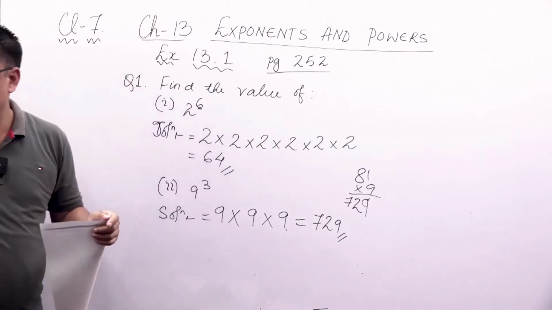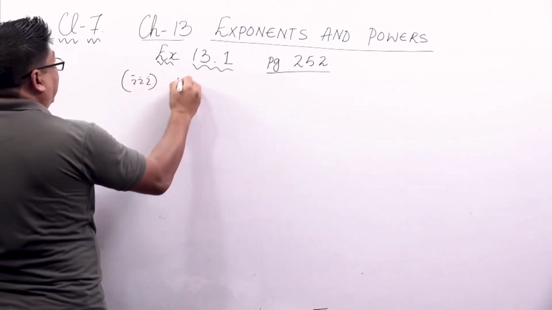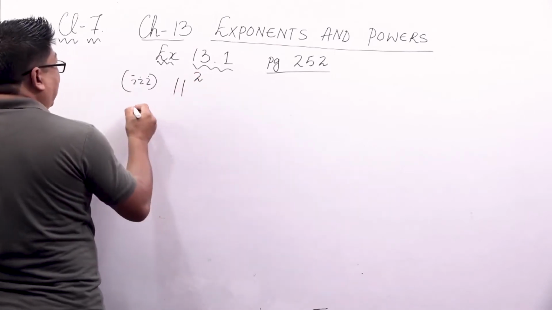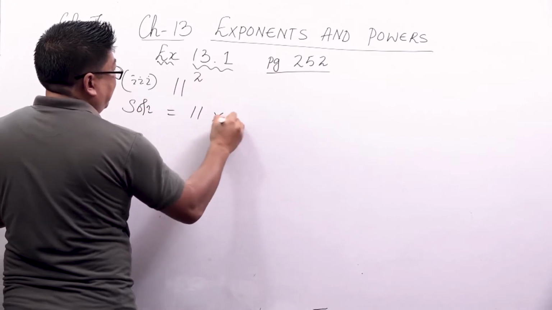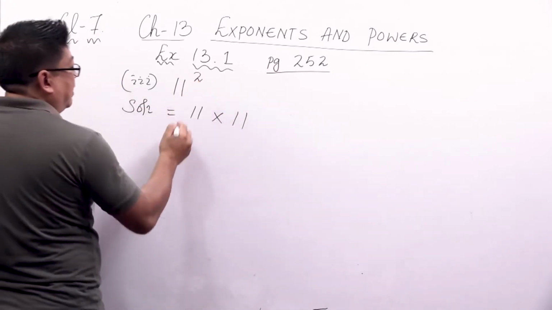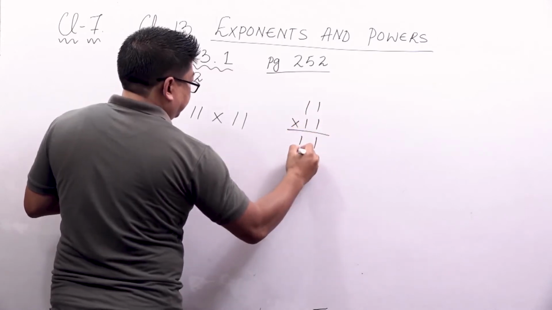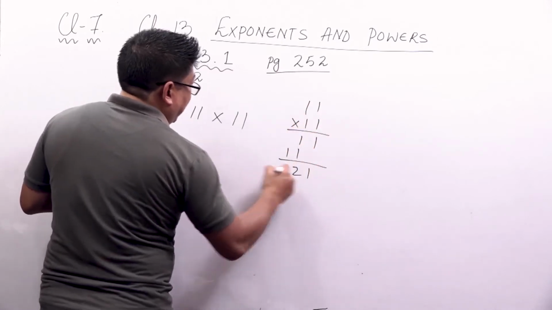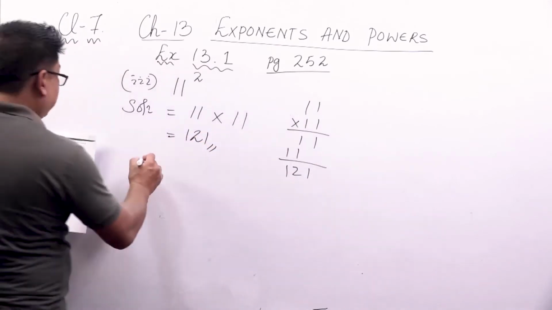All right? So by looking at the exponent, you will multiply the base as many times as the exponent is given. All right? Question number 1, 3. 11 to the power 2 or 11 square. So simply means you multiply 11 how many times? 2 times. So if you multiply 11 2 times, we get 121. All right?